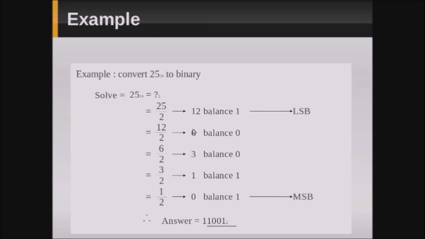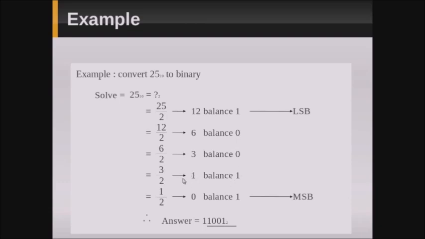So I would be getting the quotient as 6. Now this time the balance is 0, which is nothing but the remainder. And this 6 is again divided by 2. And now I'm getting the quotient as 3 and remainder as 0. Now again this 3 is divided by 2. Now I would be getting the quotient as 1 and balance, that is remainder, as 1.